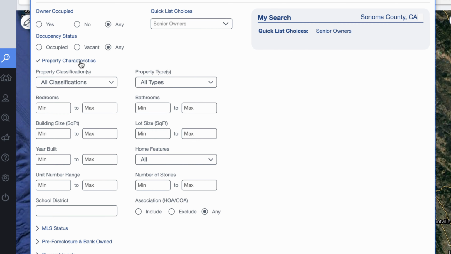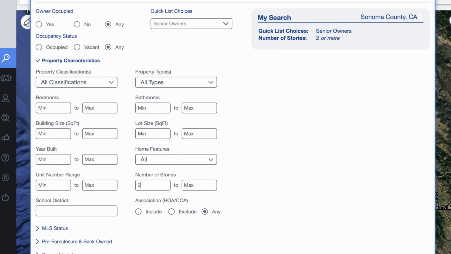And then we can go over here to property characteristics and say we want only properties that are 2 or more stories. So just those two things right there. Think about why this might make sense. Picture somebody who is maybe in their 60s, maybe even their 70s.